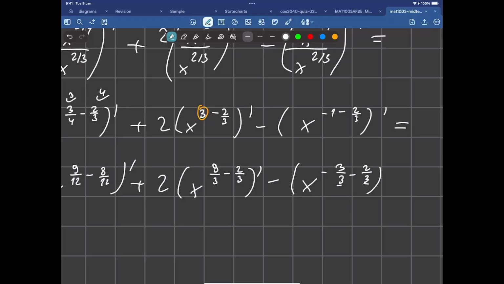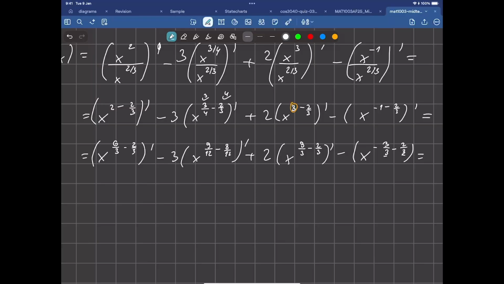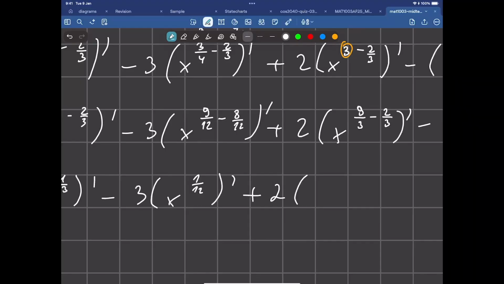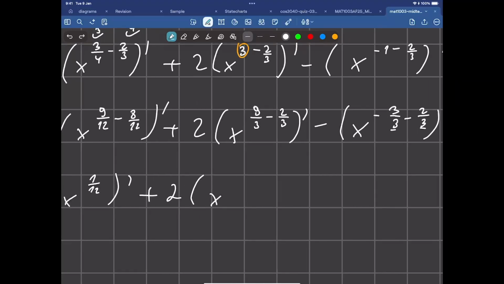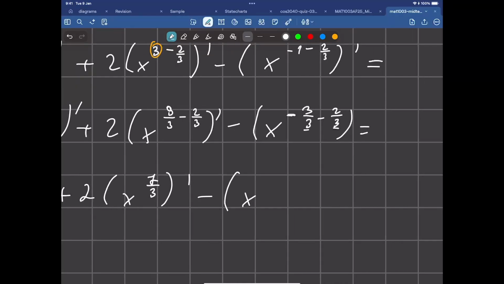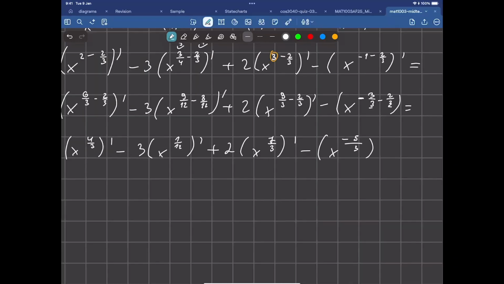Again, same denominator. Okay? I'm not explaining this in great detail, once again, because this is not calculus, and I prefer focusing on the calc part specifically. So from here, we just have more calculations to do. So for the first one, we'll have 6 minus 2 is 4 over 3. Minus 3 times x to the power of 1 over 12, derivative, plus 2 times x to the power of 7 over 3, derivative, minus x to the power of, and here you need to be careful, you have minus 3 minus 2, which is minus 5 over 3, okay?